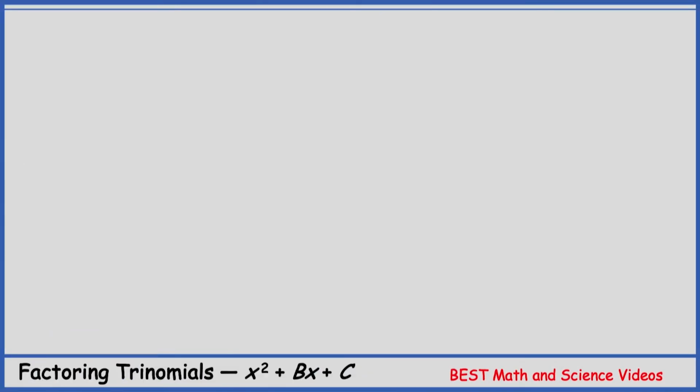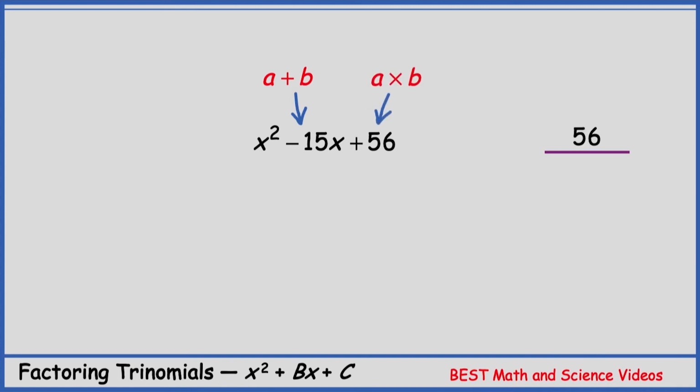Here's another example. What are the factors of x squared minus 15x plus 56? In this trinomial, the sum of two numbers a and b must be negative 15, and the product of the numbers must be positive 56. So make a list of integers you can multiply to get 56. Since 56 is positive, we're looking for 2 positive numbers or 2 negative numbers. 1 and 56, 2 and 28, 4 and 14, 7 and 8.